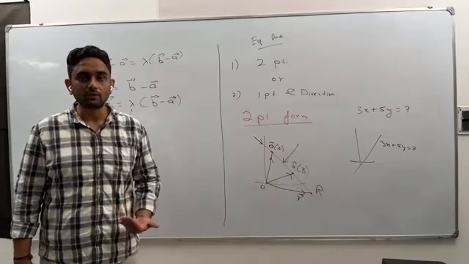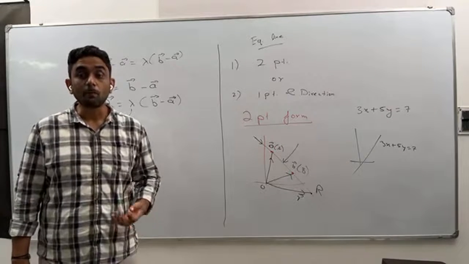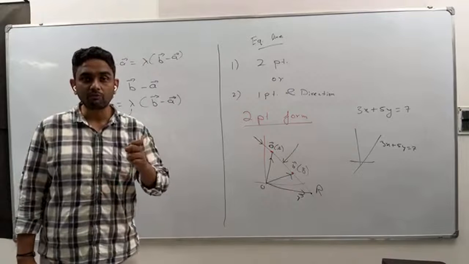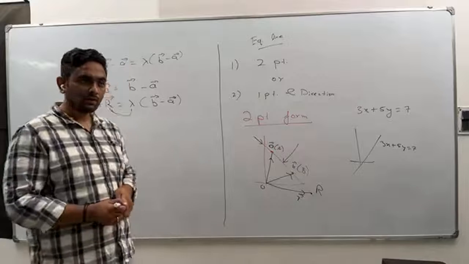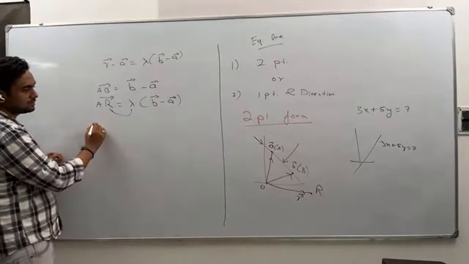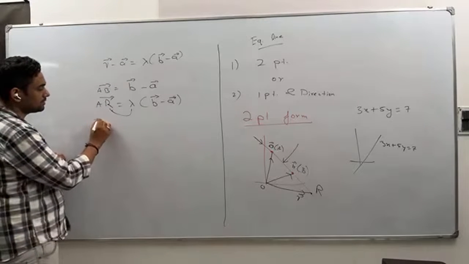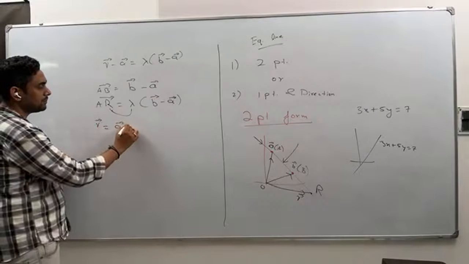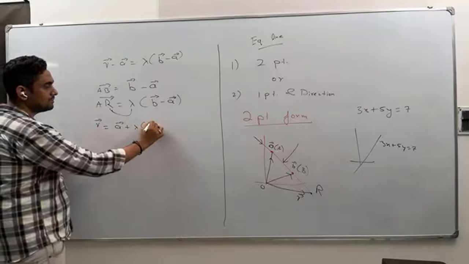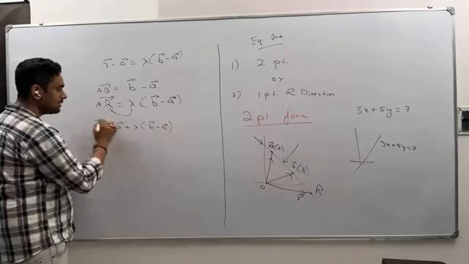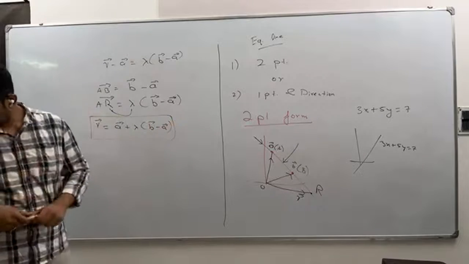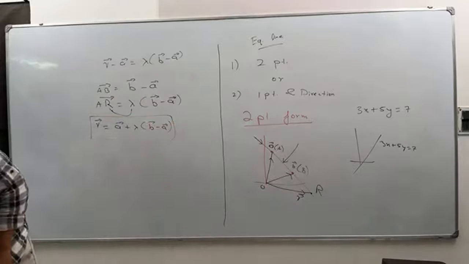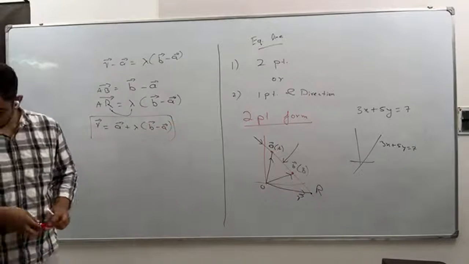Now, what do we need to find out? Position vector R. Everything is position vector. Now, can I use the triangle law of vector addition? According to the triangle law of vector addition, what will be R? A plus lambda times B minus A. This is from the triangle law of vector addition, and this is your equation of line.